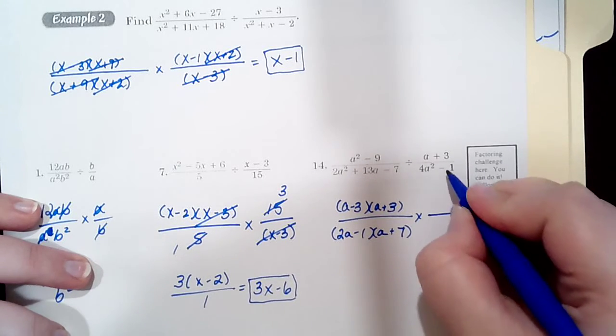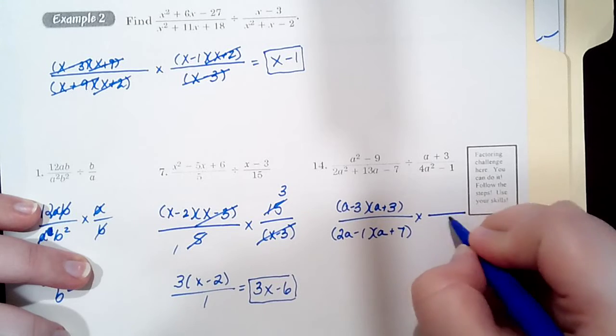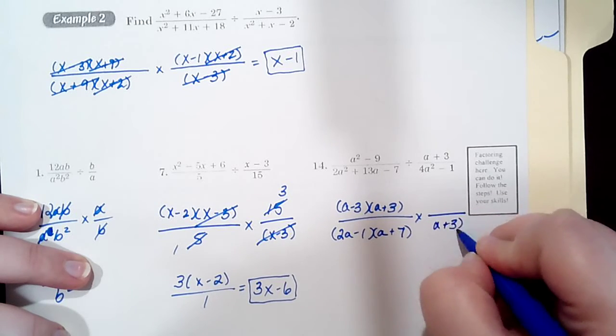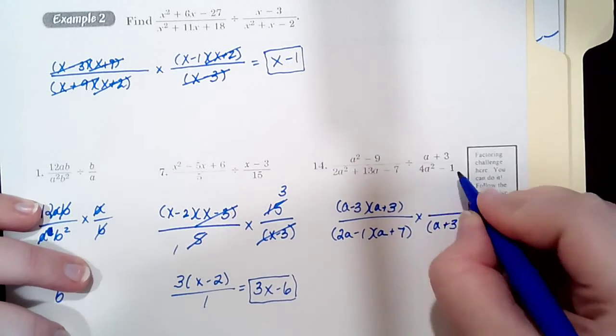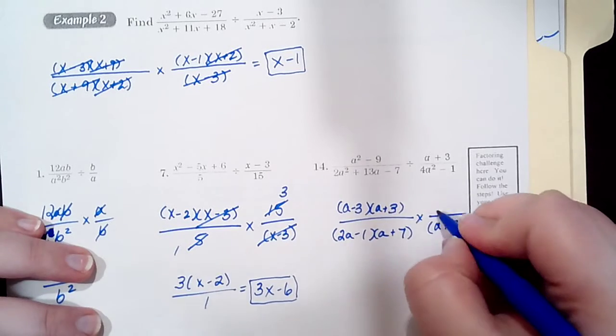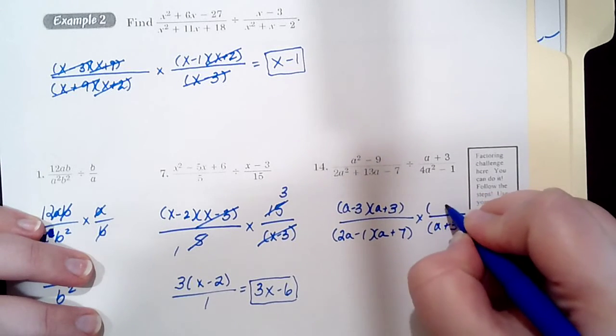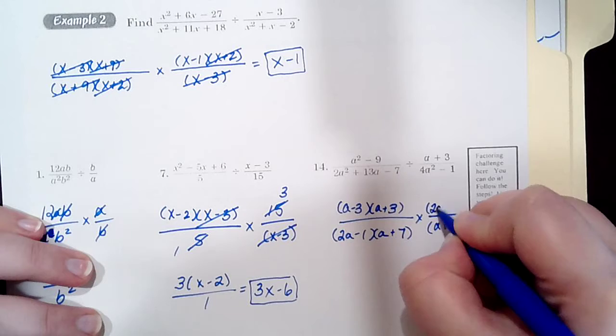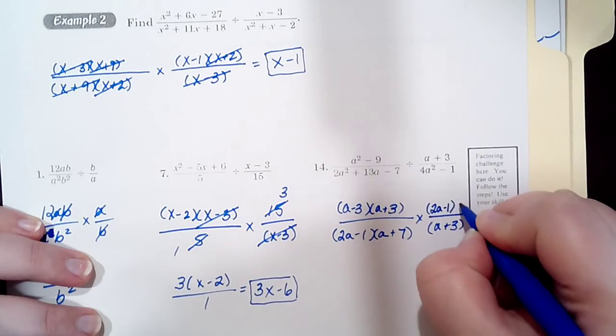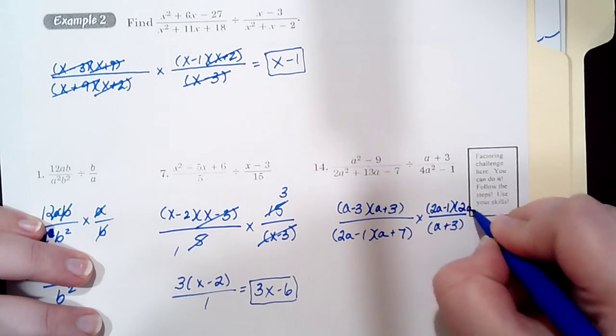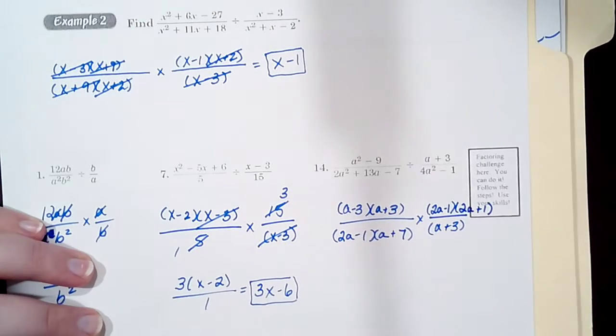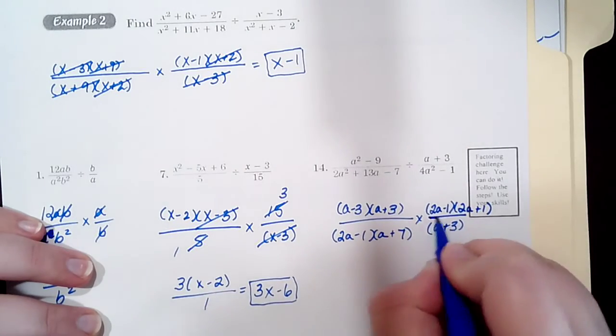Running out of room here. A plus 3 can't be simplified anymore, so that's just going to hang out on the bottom here. But 4a squared minus 1 is a difference of squares. Not sure if you recognize that. It's a difference of squares to 2a minus 1 and 2a plus 1. I know I'm going off here a little bit.